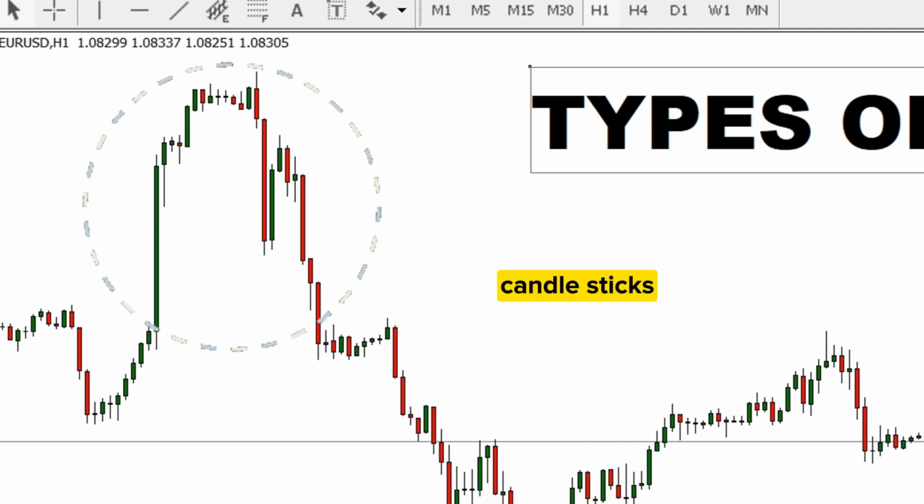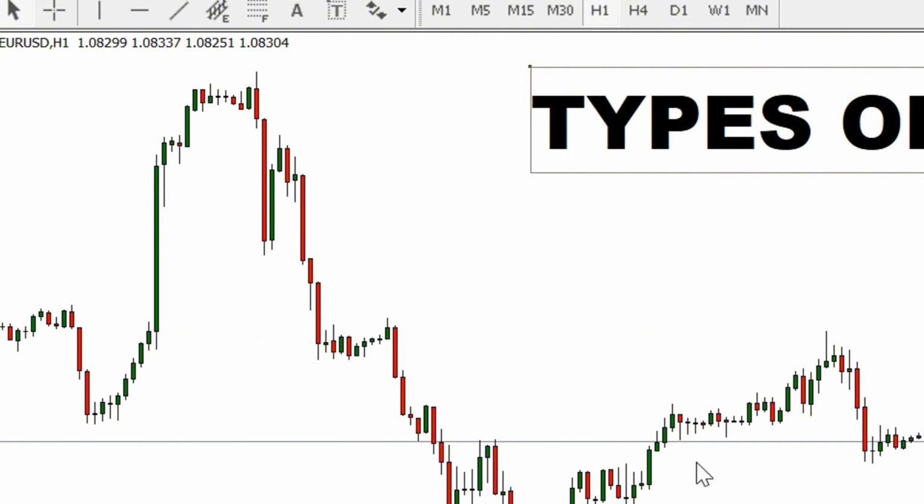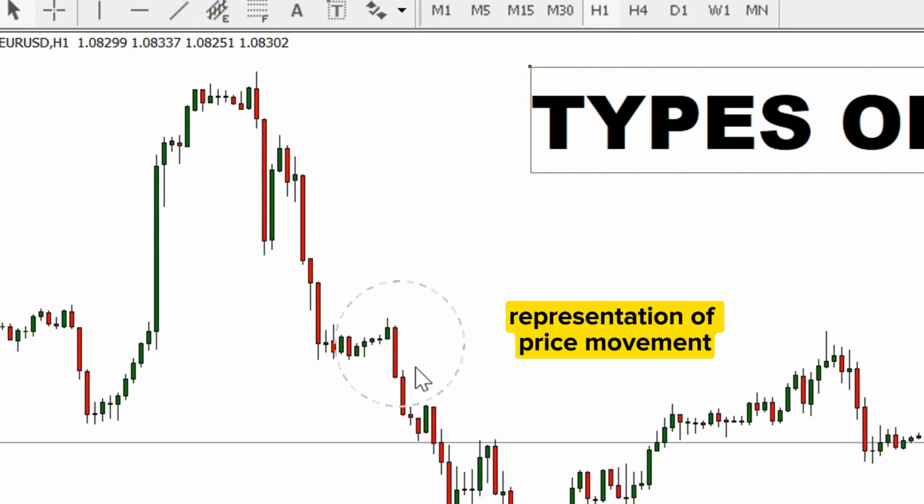These are candlesticks. You can check one of our past videos to watch more about candlesticks. For the sake of this video, which is just analysis, these are just candle bars and their representation of price movement in the market.